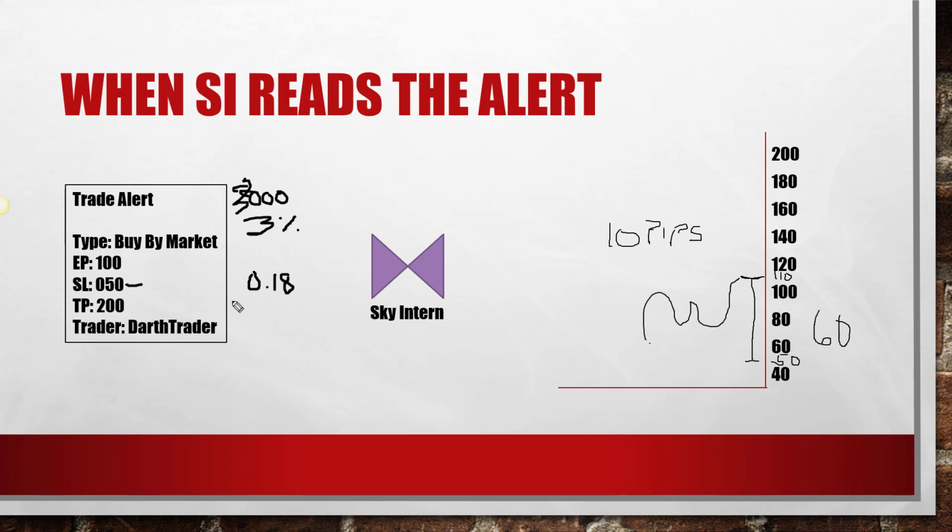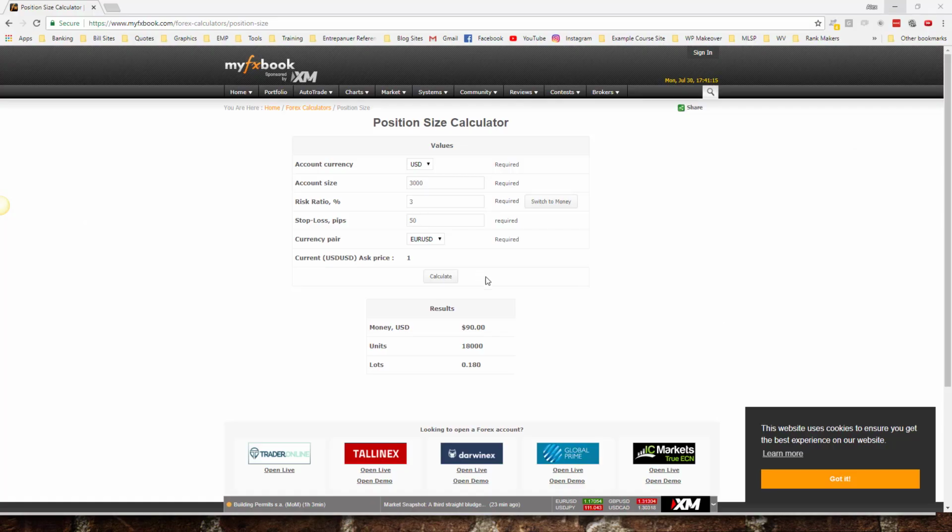Well, guess what? This lot size is only calculated for a 50 pip stop loss. So what does that mean? If we go back and look at our calendar again, if we change this, now look, regardless, it's going to lose $90, right? But now my stop loss is 60 pips. So in order to lose $90 at 60 pips, now notice my lot size change. Notice my lot size. I'm still going to lose $90 though.